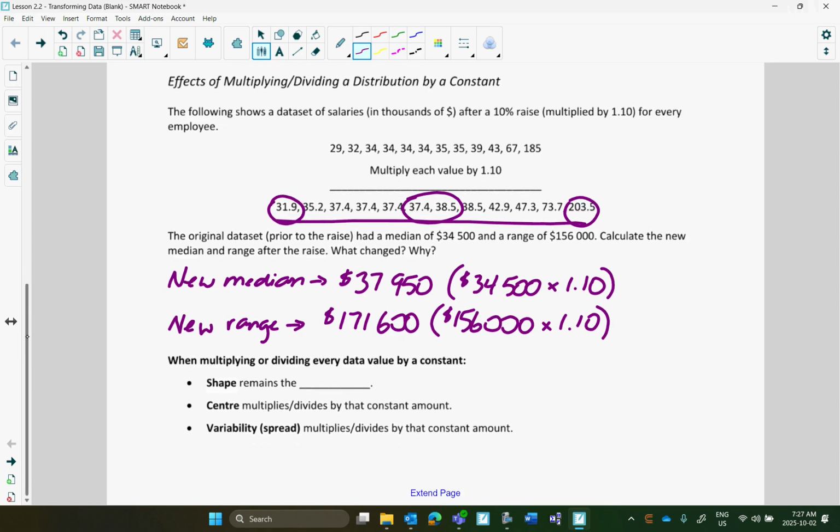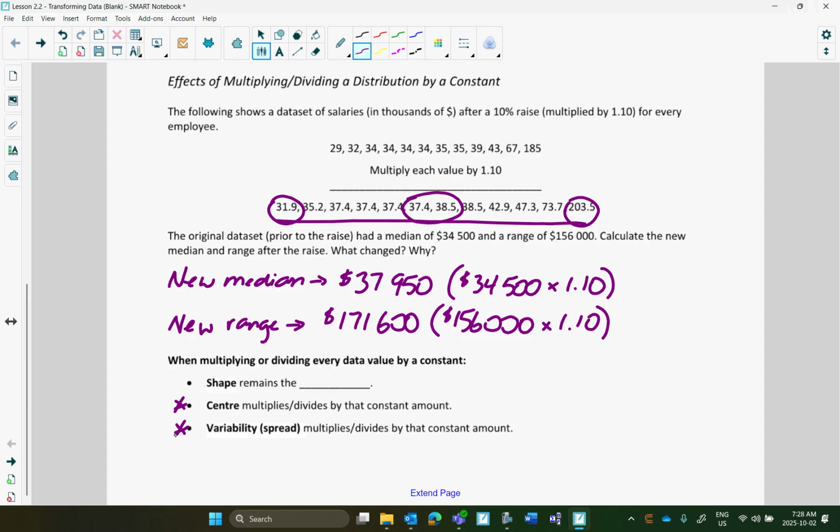So to summarize here, when we have a distribution and we multiply or divide by a constant amount, the measures of center, such as the median or the mean, will also be multiplied by that constant amount. As well, the measures of spread or variability, such as the range and standard deviation, would also be multiplied or divided by that constant amount.